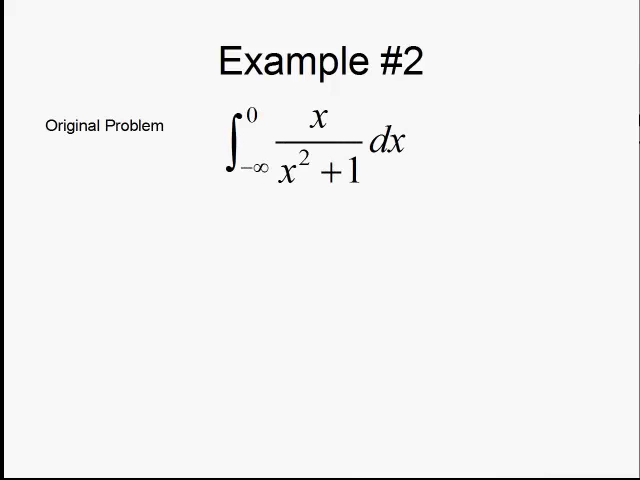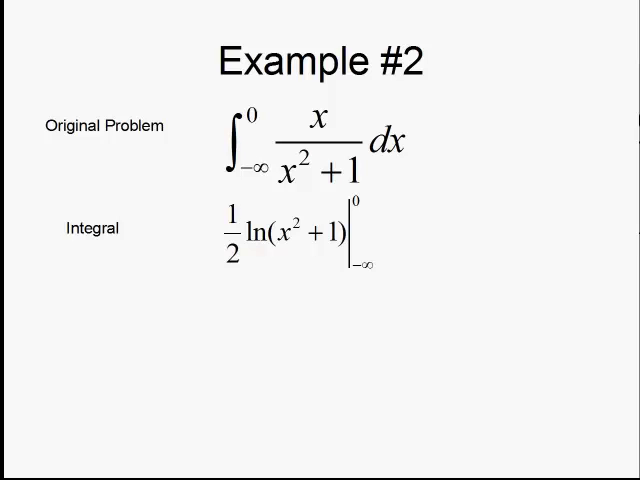Example number 2. Given the integral of x over the quantity of x squared plus 1 with respect to x from negative infinity to 0. You must first find the integral, which is 1/2 the natural log of the quantity of x squared plus 1 from negative infinity to 0.